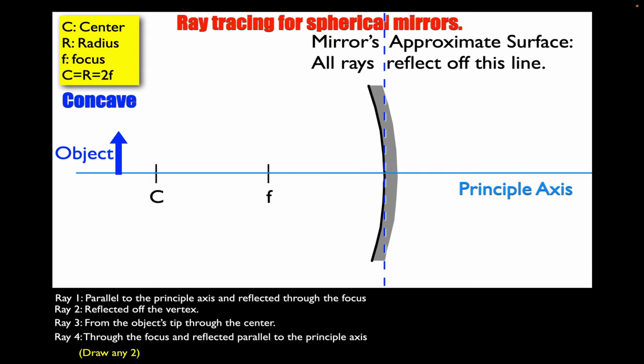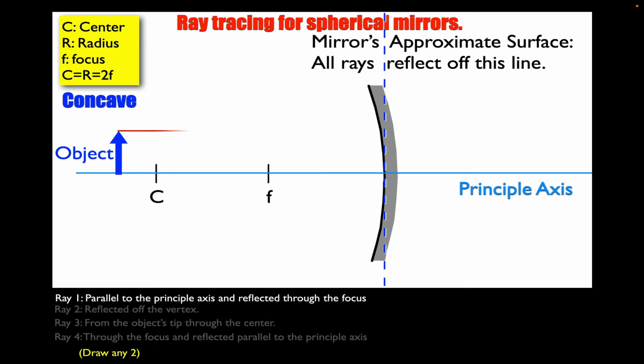First rule of the four. I'm going to draw a ray that's parallel to the principal axis and reflected through the focus. So when I draw my rays, I'm only going to draw rays from the tip of the object because the bottom of the object is sitting on the principal axis. When I draw my image, the bottom of the image will also be on the principal axis. So the only set of rays I need to draw come from the tip of the object itself.